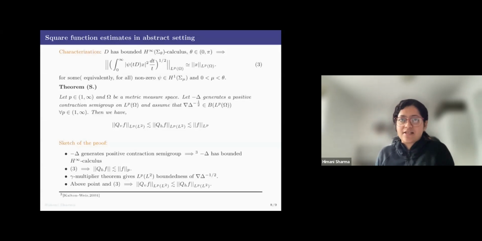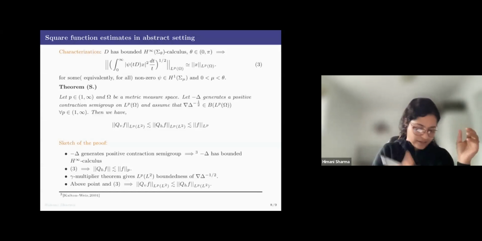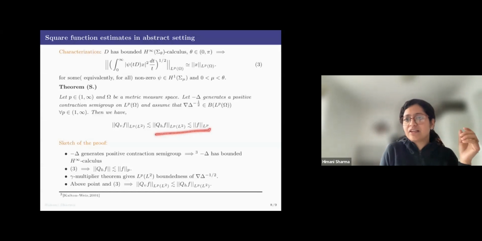Yeah. So this was the result that was proven already and is there in the thesis. Now I'm trying to prove the reverse part of it. What if this relation here holds, then can we get the boundedness of the Riesz transform here?